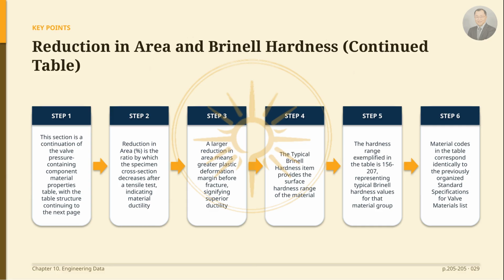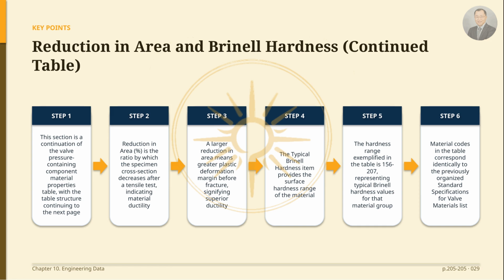Next, I will introduce the continuing part of the material properties table for valve pressure-containing components. As indicated by continued in the table title, this is a large table that spans across pages. One of the items covered here is the reduction in area, which is expressed as a percentage and indicates how much the cross-section of the specimen decreased after the tensile test.